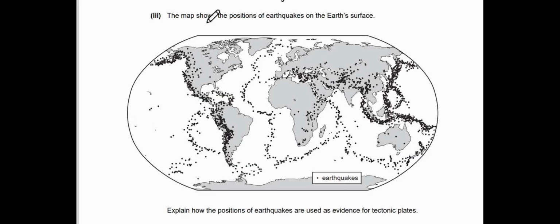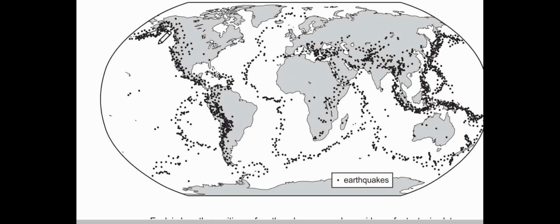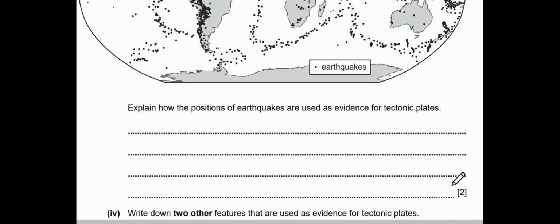Part 3, the map shows the positions of earthquakes on the Earth's surface. Explain how the positions of earthquakes are used as evidence of tectonic plates. So, evidence for tectonic plates. These are the dots that show where the earthquakes have happened. You see that this is where the border of the tectonic plates is, the pattern of the tectonic plates. So we have got 2 marks to explain.